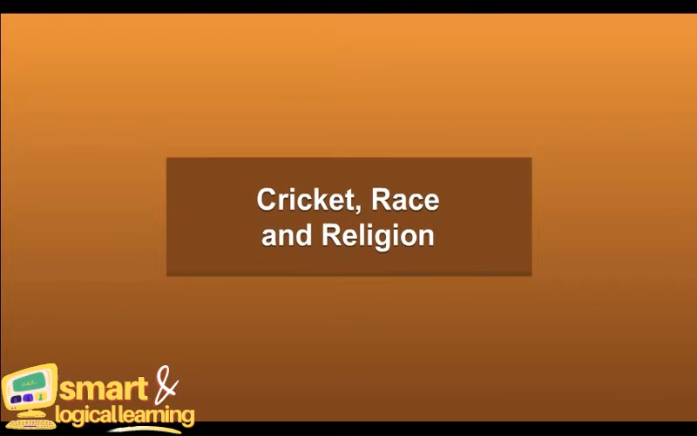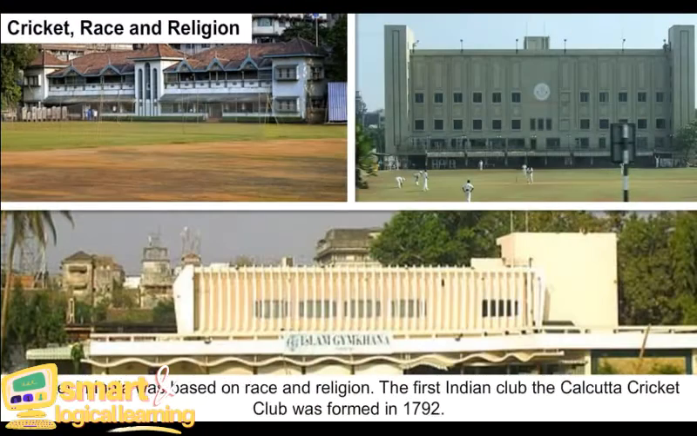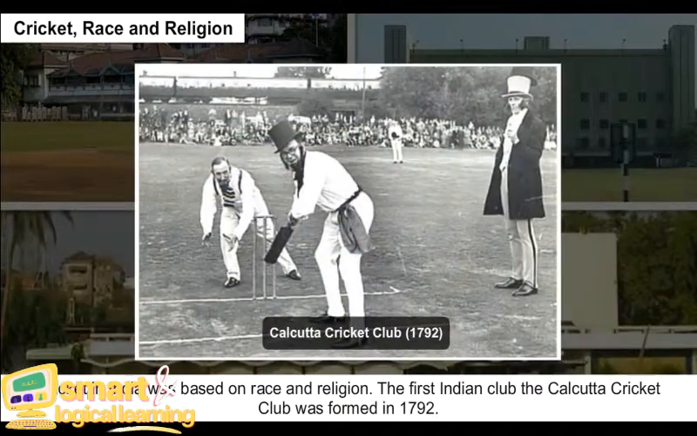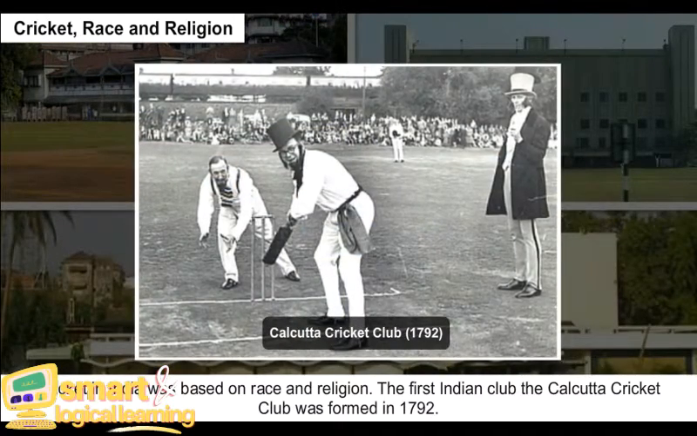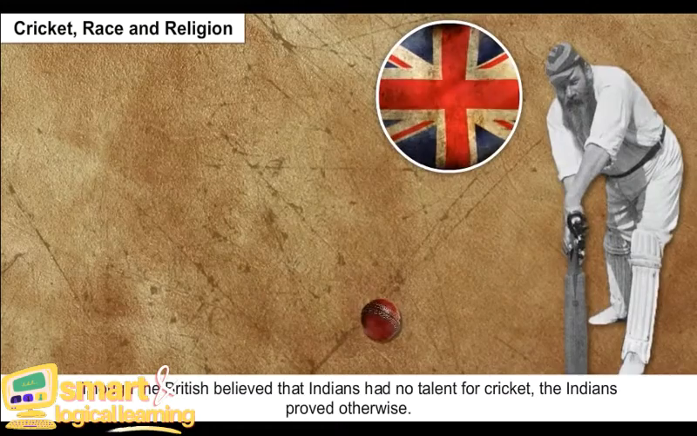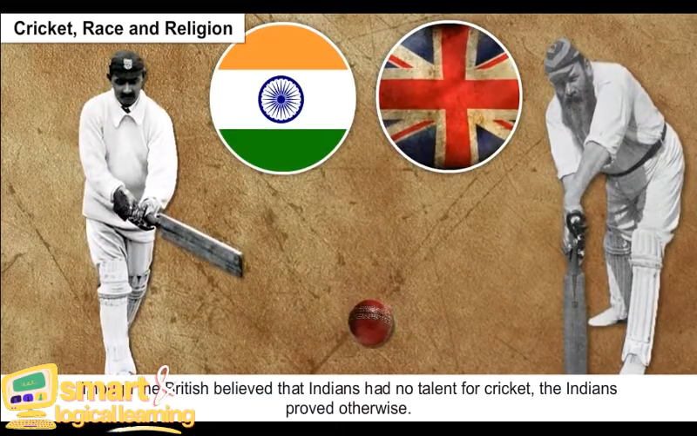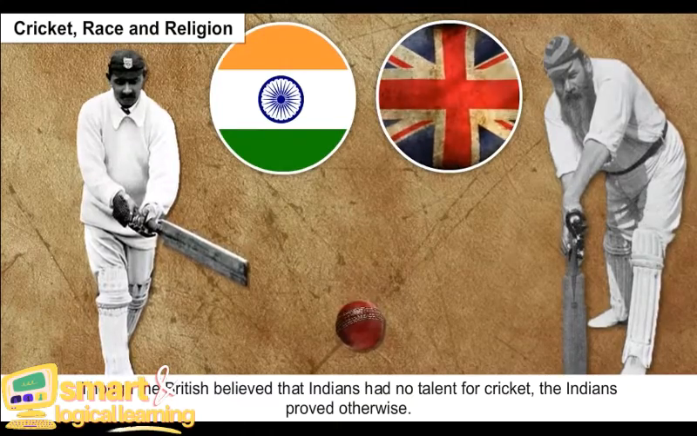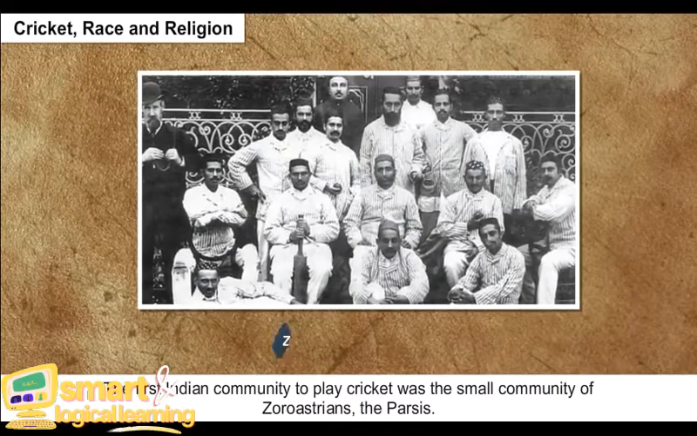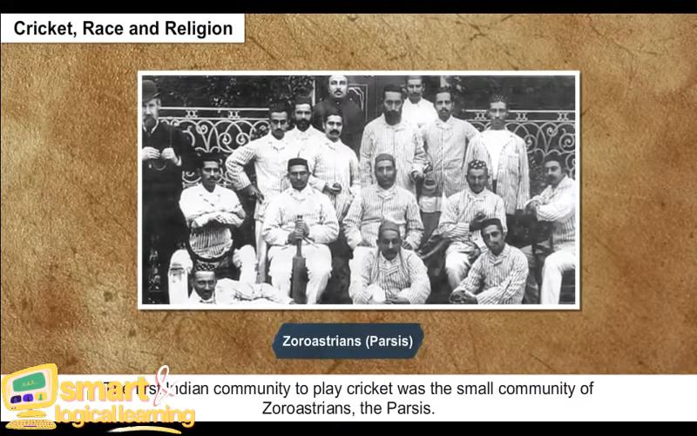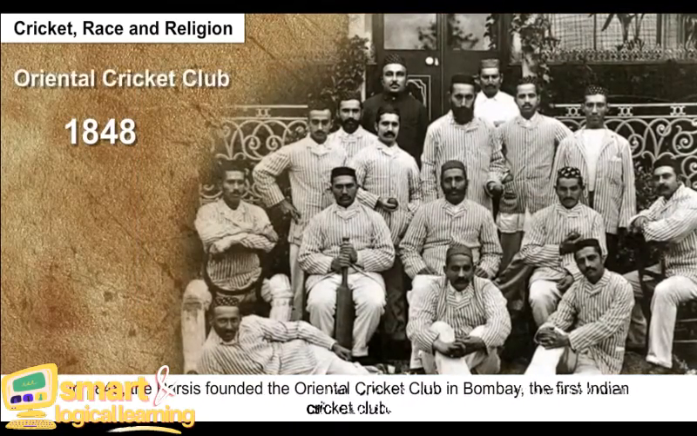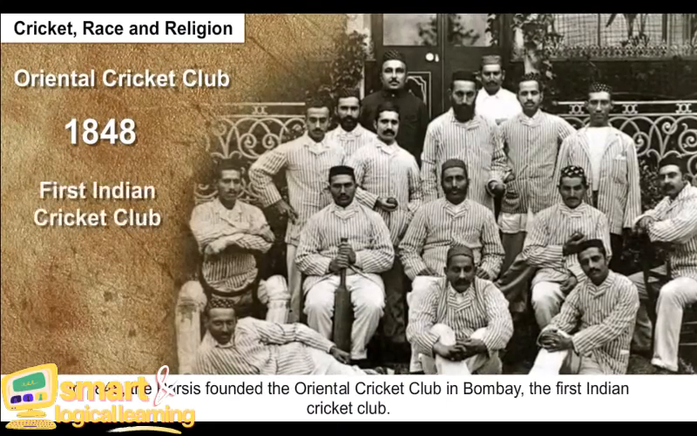Cricket, race, and religion. Cricket in India was based on race and religion. The first Indian club, the Calcutta Cricket Club, was formed in 1792. Though the British believed that Indians had no talent for cricket, the Indians proved otherwise. The first Indian community to play cricket was the small community of Zoroastrians, the Parsis. In 1848, Parsis founded the Oriental Cricket Club in Bombay, the first Indian cricket club.